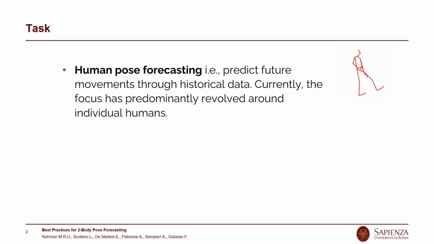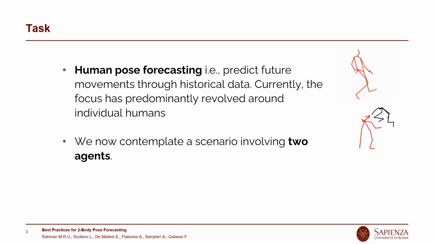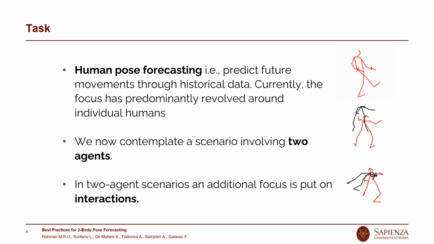The objective of human pose forecasting is to forecast future movements by analyzing past data. Currently, most research has been done on single-body scenarios. However, we address a scenario involving two agents in interaction. Further, we put an additional focus on extreme interactions.